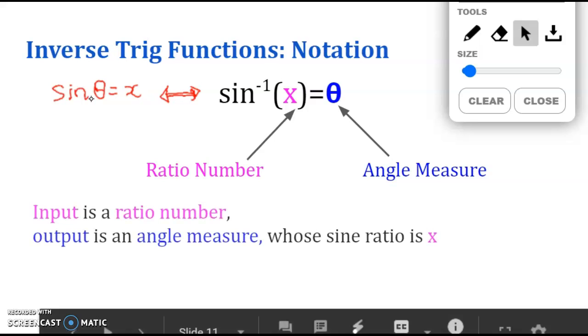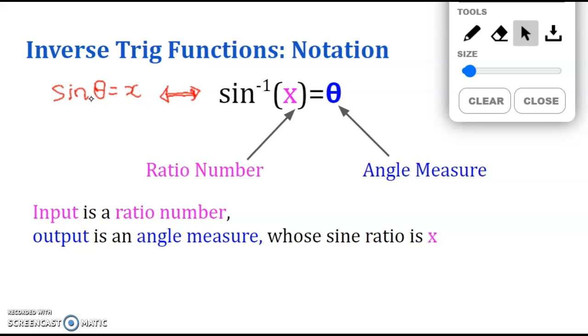So in this case, the input in the inverse trig function is the ratio number, and the output, what pops out, is the angle measure. In contrast, for the regular trig function, the input is the angle measure and the output is the ratio.